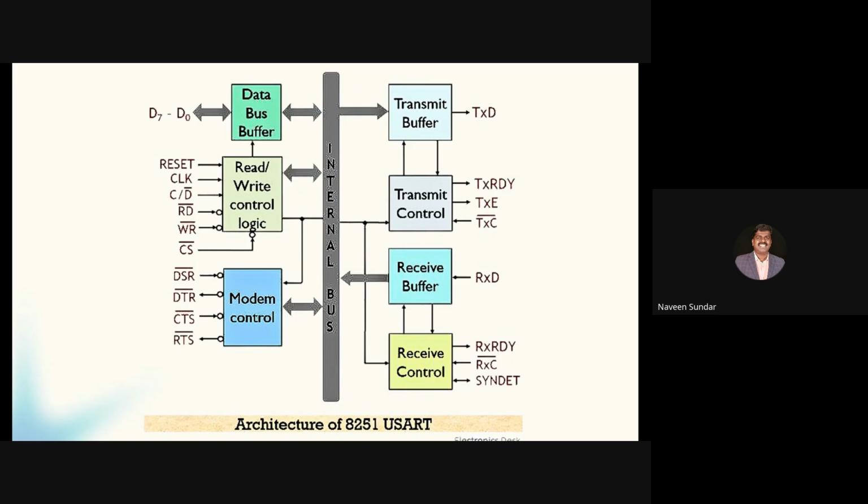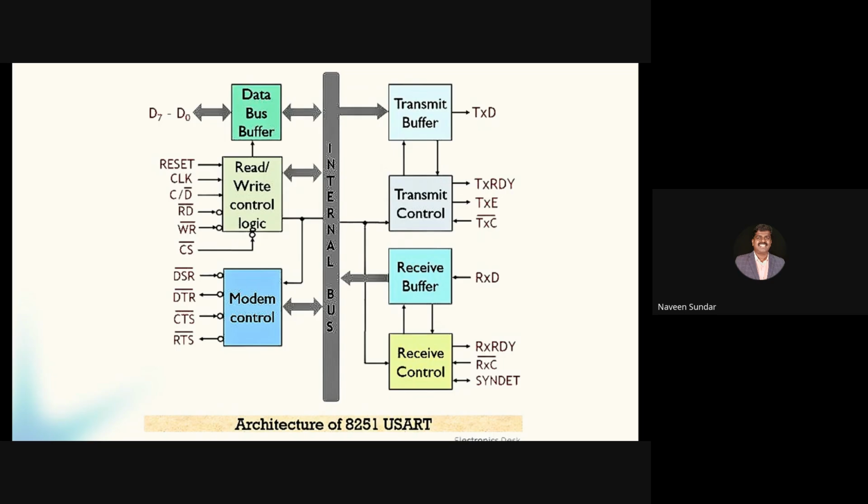And then coming to the next, that is CTS, clear to send. That means from the modem to 8251, the signal is sent, saying you can send the data. And then coming to the next, that is DTR. DTR means data terminal ready. That means the signal is sent from 8251 to the modem, that the device is ready.